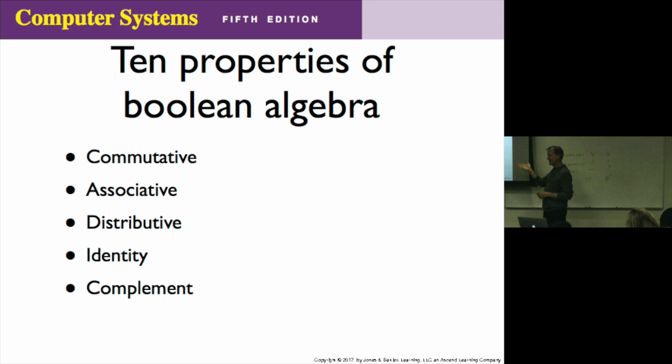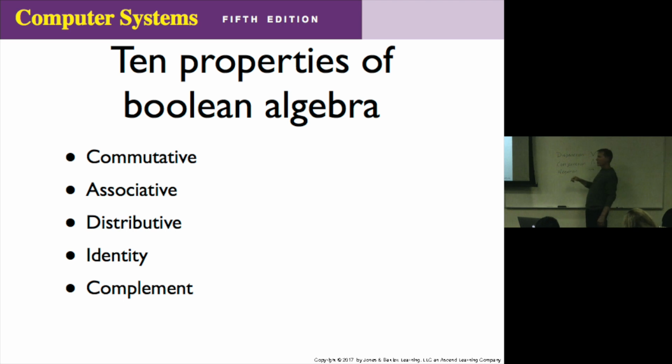And fortunately, they have the same words that describe the properties. So these are 10 properties of Boolean algebra. Each property applies to what? Why are there only 5 listed there, but it says 10 properties? Well, why are there 10 properties if there's only 5 bullets? Because each one applies to what? Disjunction and conjunction. Yes, or and and. Each one applies to or and and.